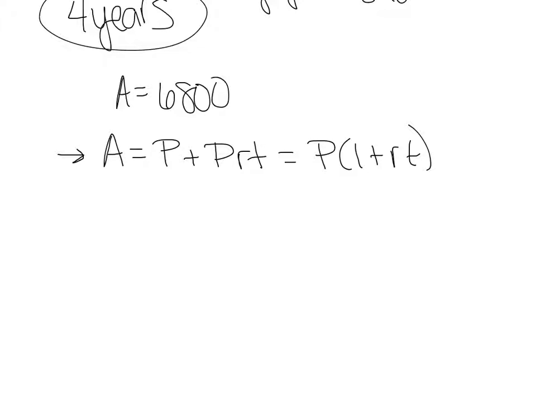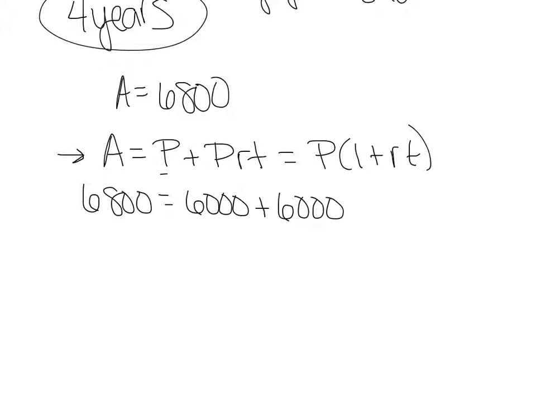Okay, so I know I want my account balance to be $6,800. I know my principal was $6,000. That other P, well, that's the same, right? I'm just plugging in numbers in this equation here. Okay, I know what my rate is. My rate is 4%. What I'm looking for is my time. Okay, well, now it's just solving an equation, right?